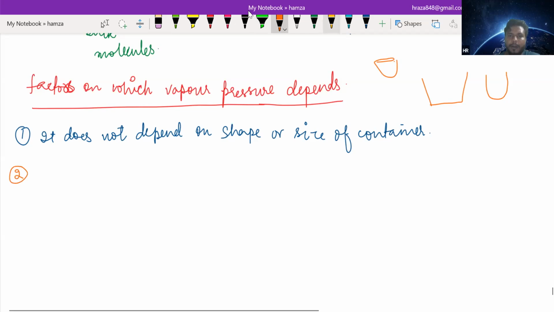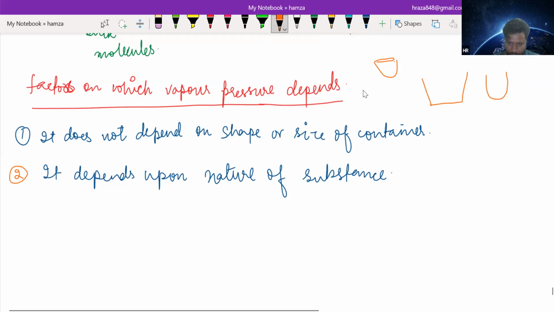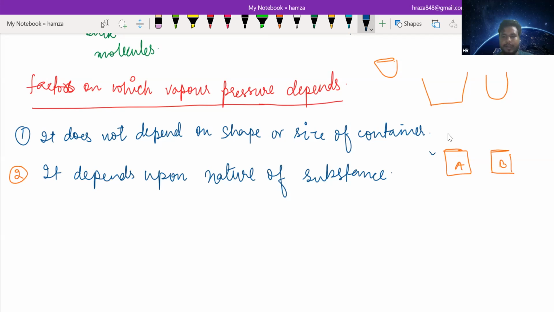Second, which is very important, it depends upon the nature of substance. Mainly vapor pressure depends on the nature of substance. Basically, you can understand it like this: if you have a particle A in a container A, and a particle B in container B. If the intermolecular force of attraction in A is high, it will take more time to evaporate as compared to B. Are you getting my point?